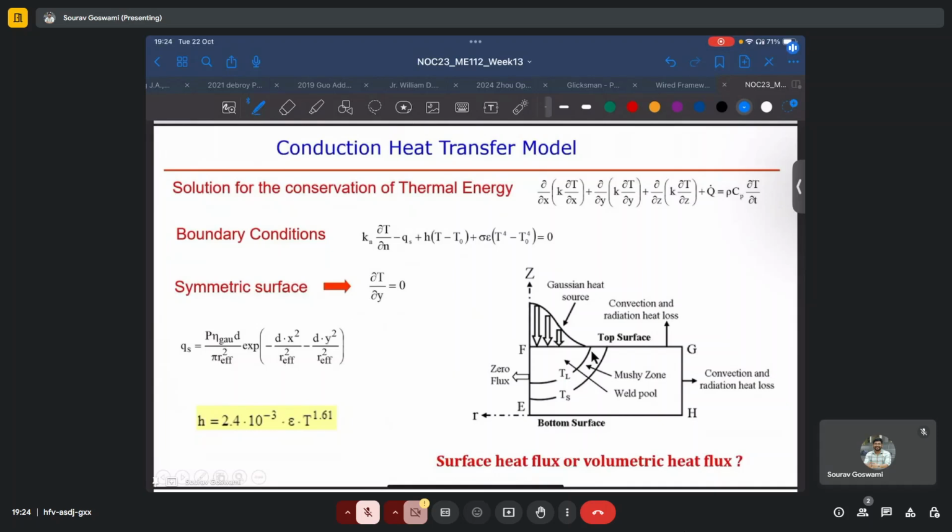The heat source can be represented as shown here. So Qs is equal to P eta Gaussian d by pi R effective square times exponential minus dx square by R effective square minus dy square by R effective square. So this appears to be some form of Gaussian heat source where the energy intensity, rather than being modeled as uniformly distributed, is modeled as being distributed according to a Gaussian function.